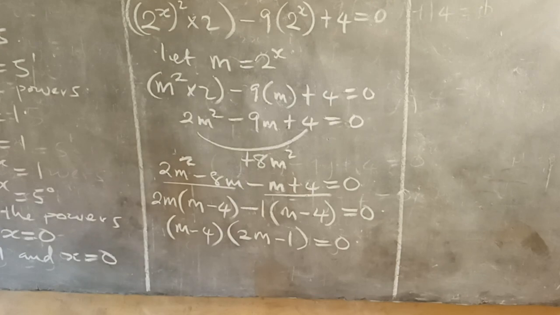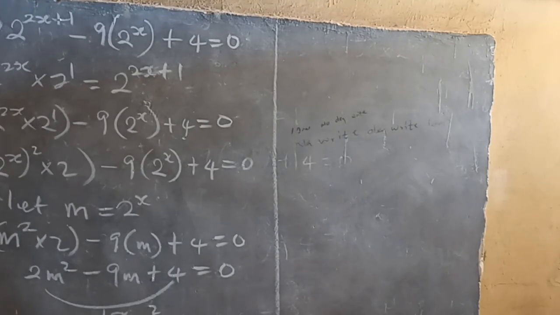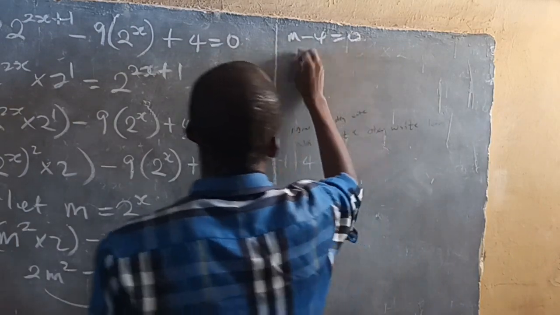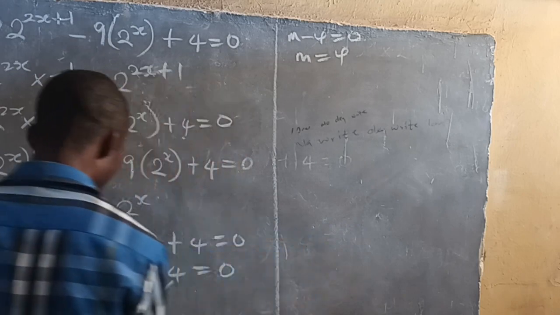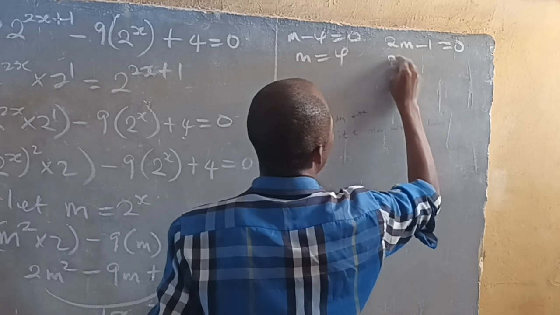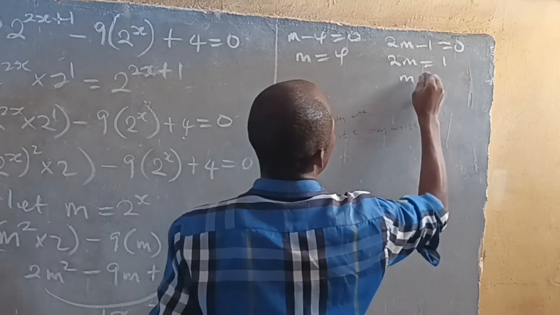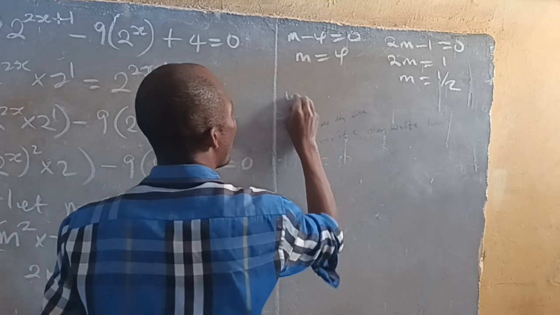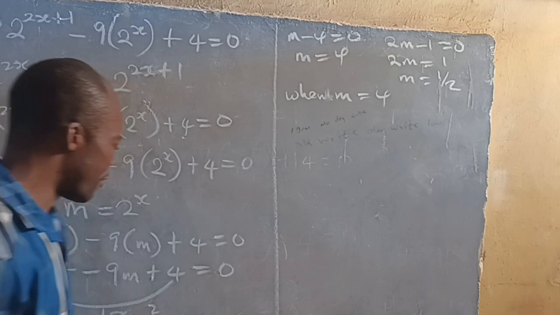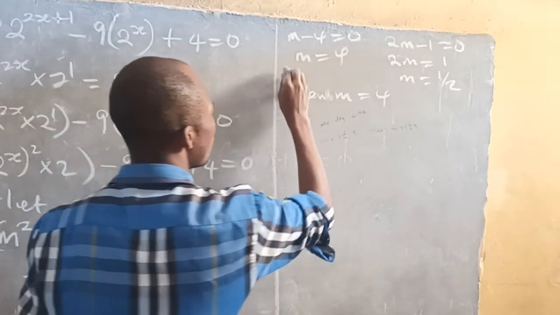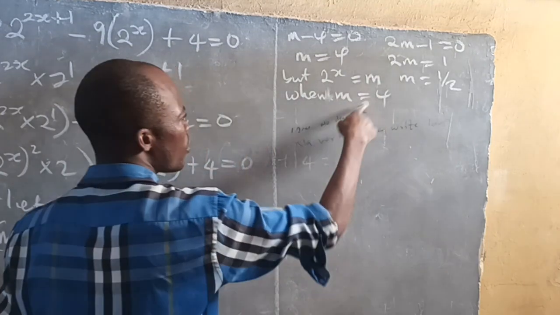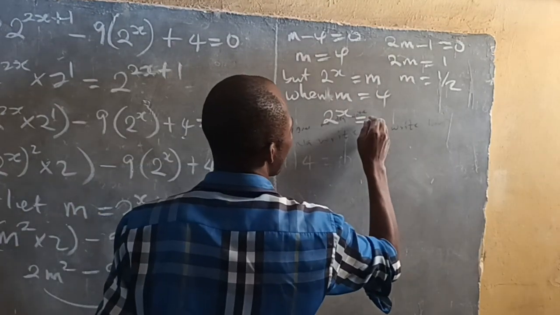So we now solve this equation further. Solving further, m minus 4 is equal to 0, m is equal to 4. Then here we have 2m minus 1 is equal to 0, 2m is equal to 1, and m will be 1 over 2. So when m is equal to 4, already we have said 2 raised to the power of x is equal to m. So when m is equal to 4, it means 2 raised to the power of x is equal to 4.